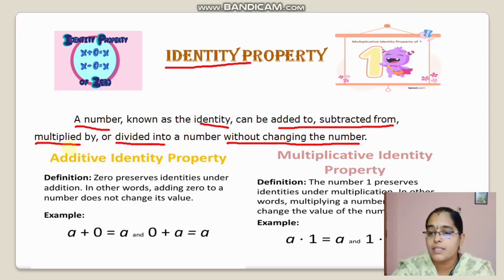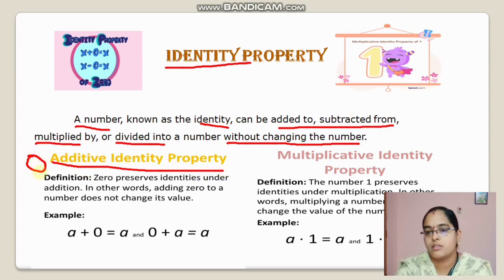Whenever we get the same number as the answer when we add a number to 0, we get the same number as the answer. So 0 is nothing but our additive identity. Whenever we add 0 to any number, we get the same number as the answer. So 0 preserves identities under addition. In other words, adding 0 to a number does not change its value. So 0 we are calling the additive identity.